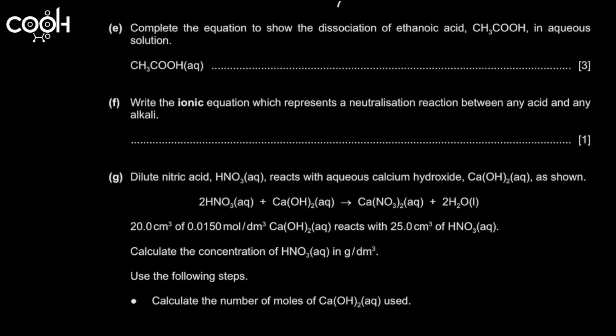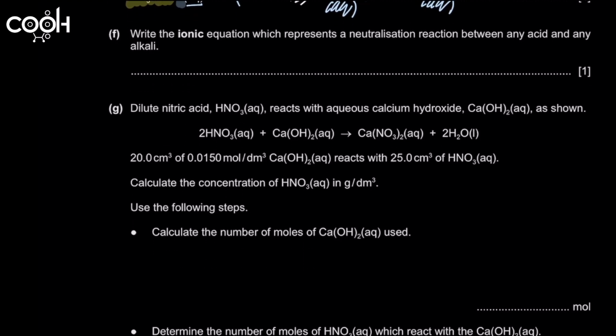Complete the equation to show the dissociation of ethanoic acid in aqueous solution. He's already given us ethanoic acid. You are going to represent it with a reversible sign. Why? Because it partially dissociates. To show partial dissociation, we use a reversible sign. The H plus ion is going to be there in the solution, and this ethanoate ion is going to be my negative anion. The H plus ion is the ion which gives it its acidic properties, and they're obviously aqueous ions, right?